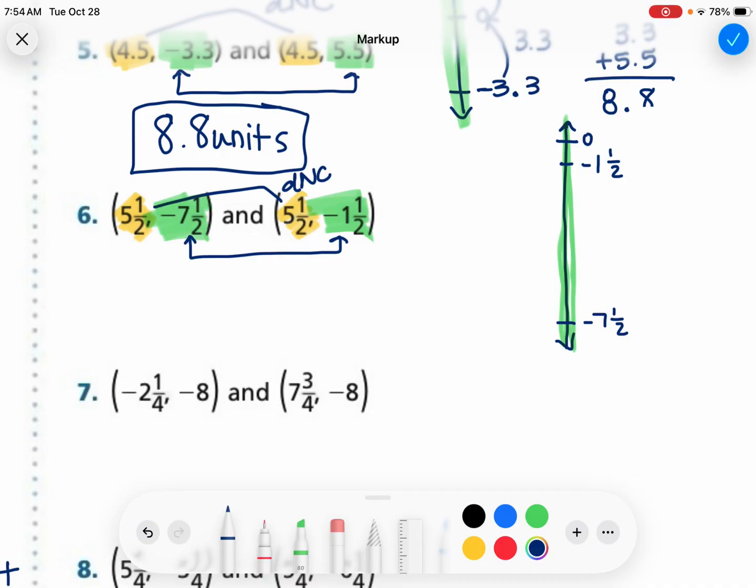So then I can count up from -7.5 to -1.5. I can do so by ones because they have the same fraction. So I can say -6.5, -5.5, -4.5, -3.5, and -2.5. So if I count my jumps, I would say 1, 2, 3, 4, 6, 7.